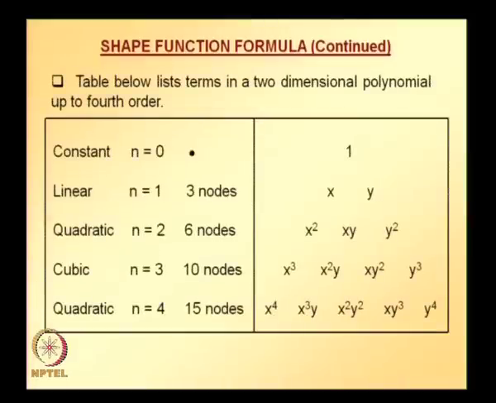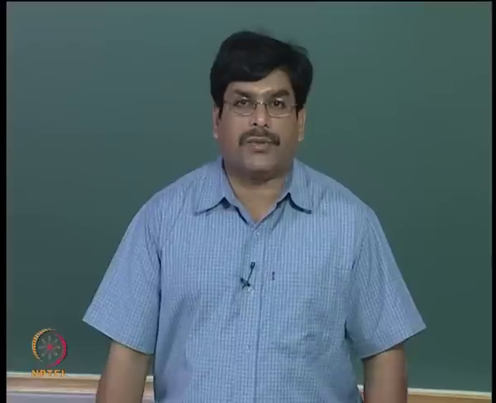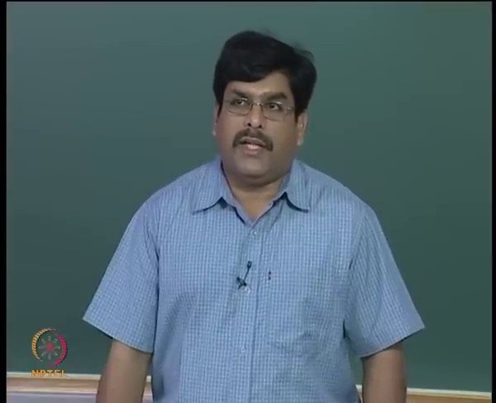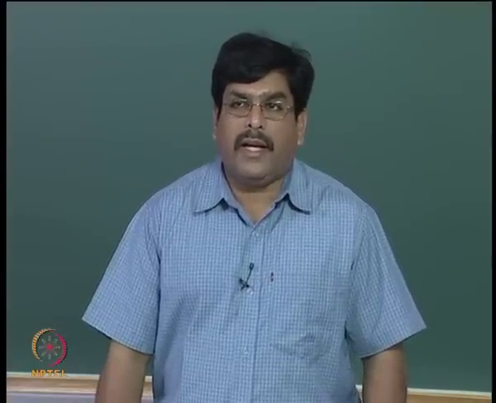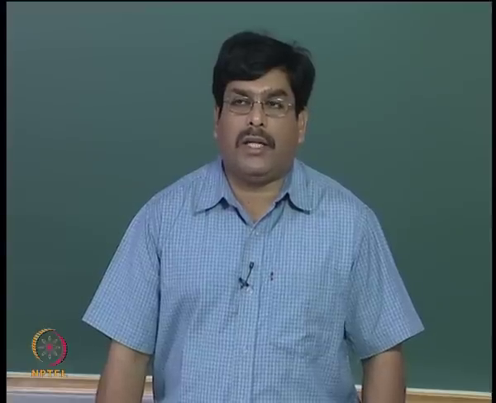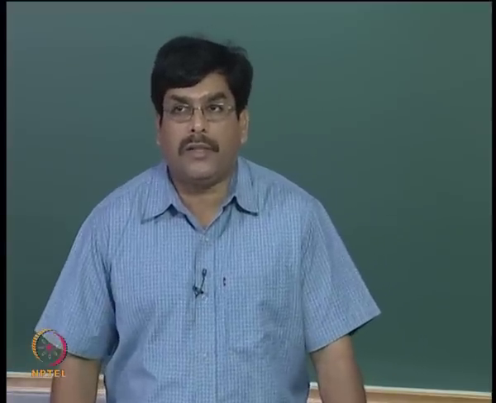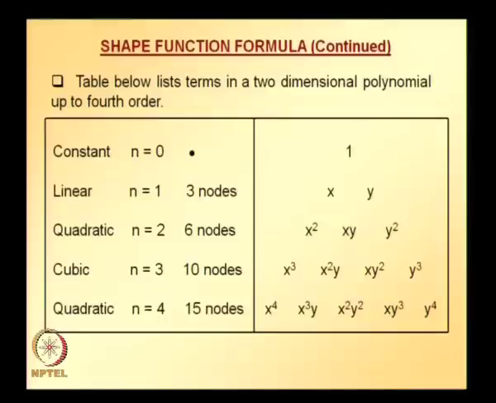So, now let us see, these terms are coming from the table as given here. Table below lists the terms in a 2 dimensional polynomial up to 4th order. So, n is equal to 0 corresponds to constant. So, it consists of only 1. A linear element consists of functions. In the trial function of a linear element, we will have 1, x, y, and it consists of 3 nodes.